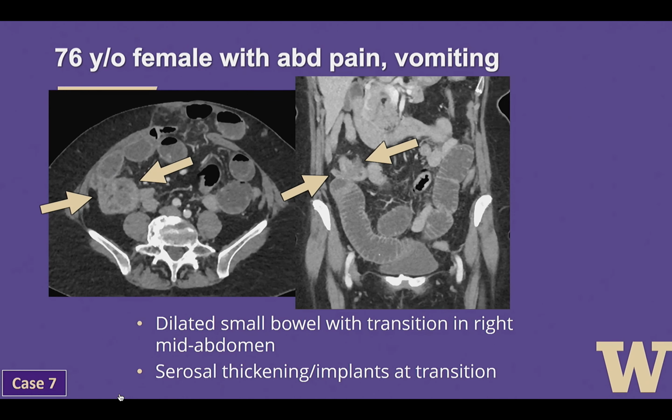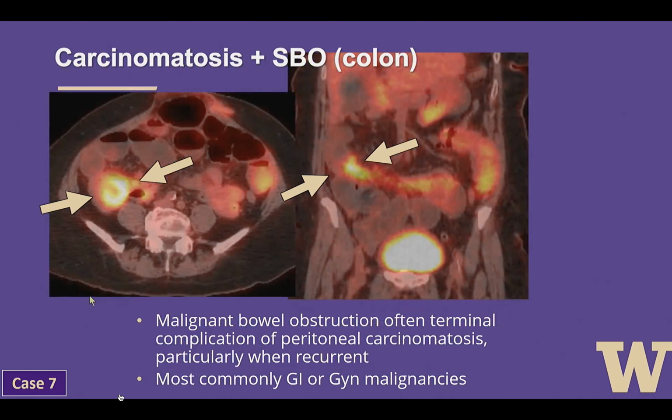So in this patient, we see dilated small bowel with a transition point in the right mid-abdomen. As I said earlier, once you find the transition point, look at the transition point to see if there's a specific abnormality that can tell you what the diagnosis is. And in this patient, we see serosal implants and peritoneal thickening along the transition point. And a follow-up PET-CT that was performed a week later shows that these areas are FDG avid. So this is a malignant small bowel obstruction secondary to peritoneal carcinomatosis in a patient with metastatic colon cancer.